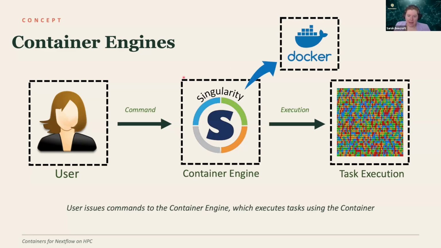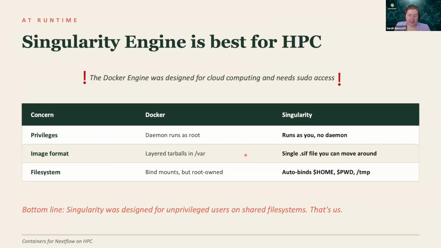But Singularity is more formulated for use on HPC. In terms of what container engine you will use, most places would use Singularity. The reason for this is that the Docker engine was designed for cloud computing originally, and it needs sudo access for a lot of these things, which obviously you don't have on a HPC system. I don't have sudo access myself, and I work there, which is for the best. I'm very happy that I don't, because with great power comes great responsibility. So with Singularity, it runs as you. There's no root, there's no daemon.